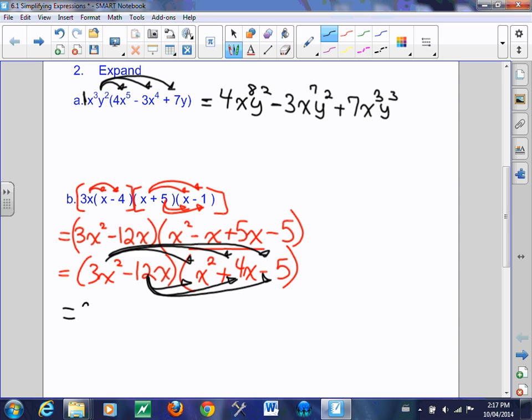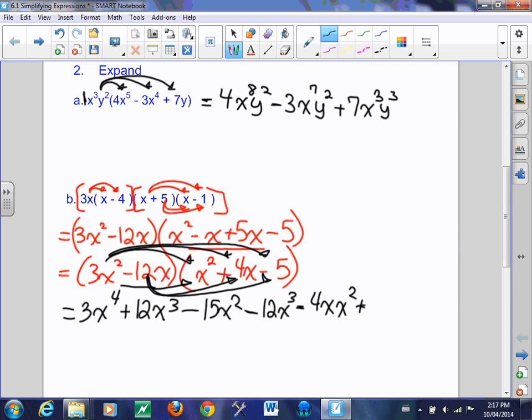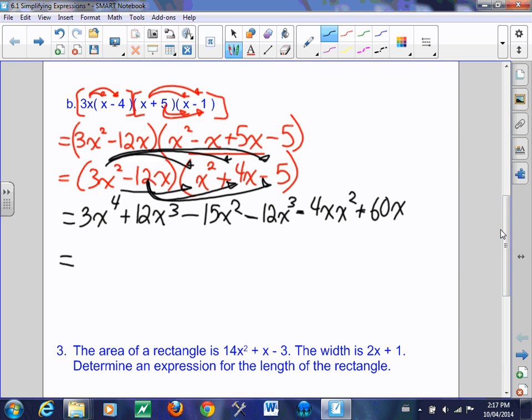So it's going to be 3x to the power of 4 plus 12x cubed minus 15x squared. So that's the first set of arrows. Now I'm going to do the second set of arrows using my second term, negative 12x here. So it's going to be negative 12x to the power of 3 minus 48x squared and, oh sorry, a negative times a negative becomes a positive, and that's 60x. All right, then we look to collect like terms, always putting the highest power first, because we always put the highest degree first.